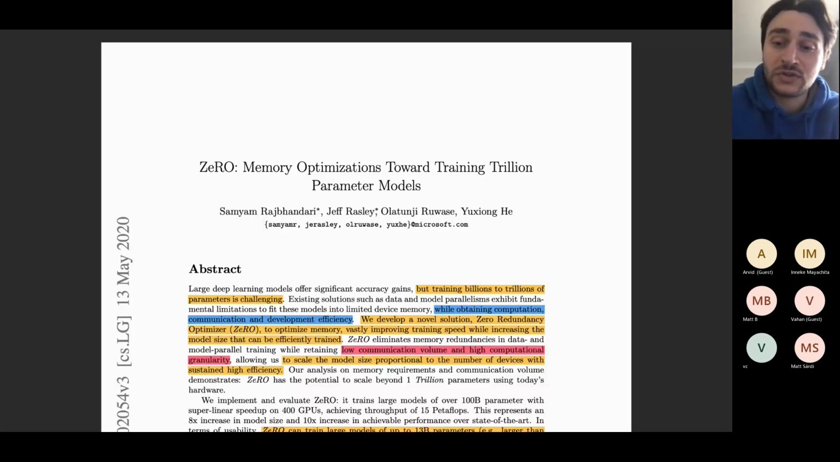The other is memory usage at any given point, and especially peak memory usage. And so this paper is actually talking about how do you optimize memory usage during training in order to train these really large models? Because the problem is that, well, first of all, we don't have infinite compute machines.